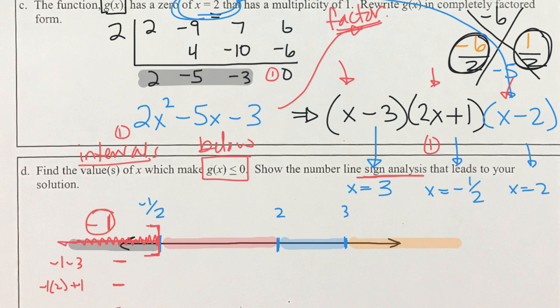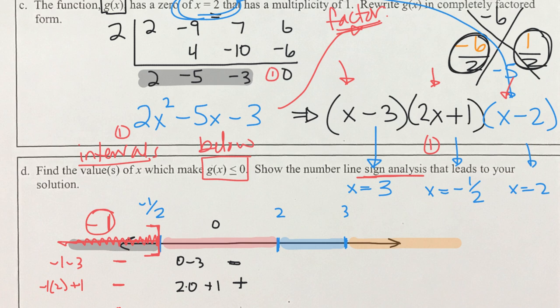Okay, so let's try something in here. How about 0? 0 sounds good. 0 minus 3 is a negative. 2 times 0 plus 1 is a positive. And 0 minus 2 is a negative. A negative times a positive times a negative is a positive. Okay, there's your sign analysis. We are analyzing whether it's positive or negative.